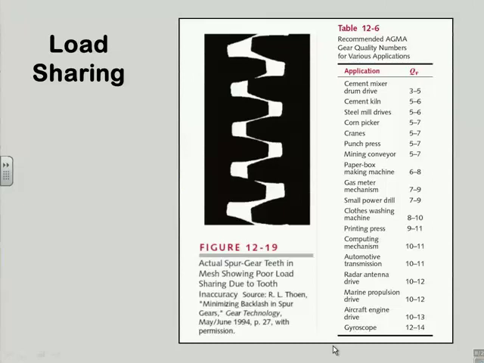So the higher the quality number, the more expensive the gear. More care is taken in actually making it. And those quality so-called QV numbers range from somewhere around 2 or 3 up to about 14. I show you this table. I think it's going to show up on another slide too.